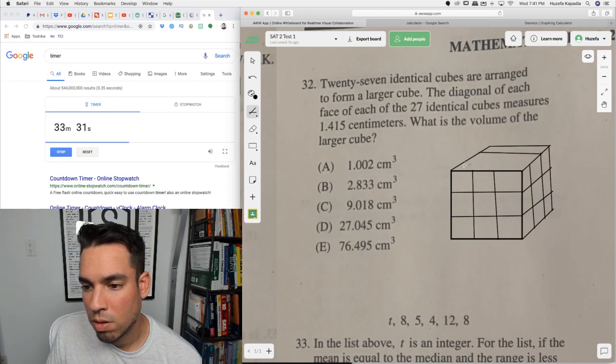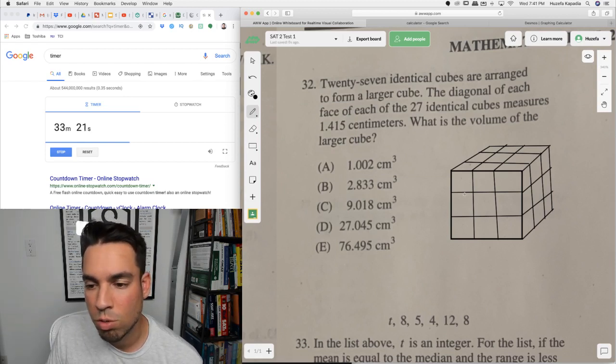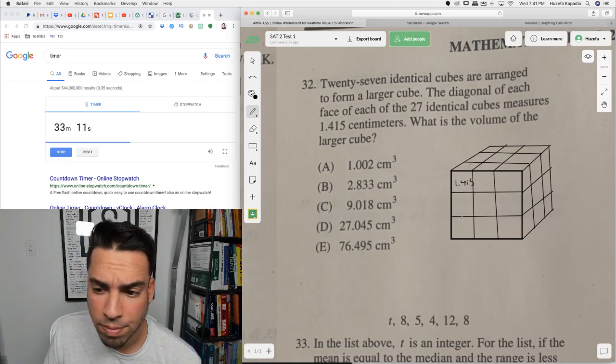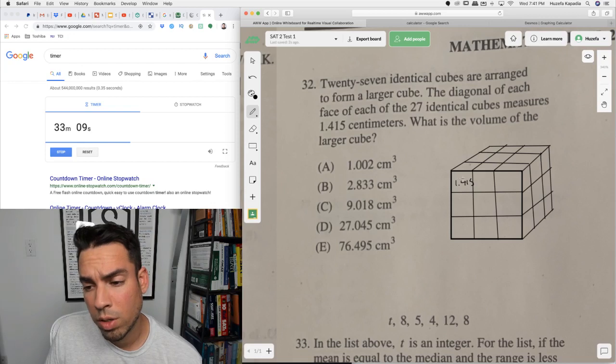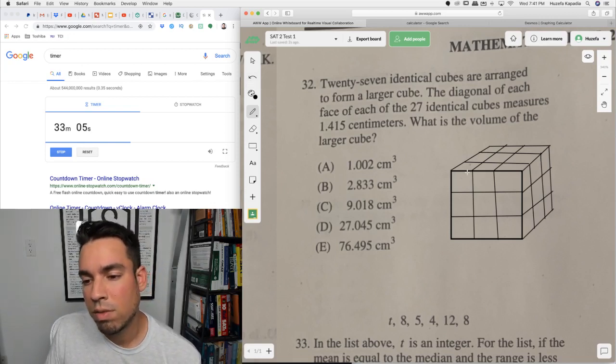I don't know if I need to do all this drawing, but... Okay, there it is, 27 identical cubes. And then the diagonal of each face of the 27 identical cubes measures, I'll just write in here, 1.415 centimeters. What is the volume of the larger cube? Okay. This is kind of weird. I think I can figure this out.